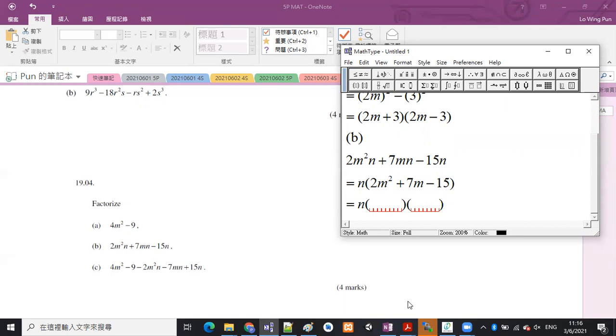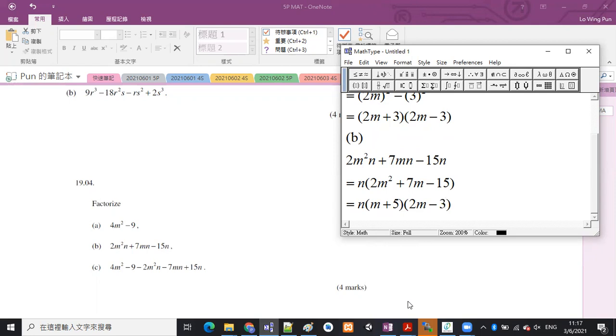Okay, so at this time there is only one letter, m. So it's m equals negative 5 and m equals 3 over 2. So the two brackets will be m plus 5 and 2m minus 3. Can you get this? So we have done part A and part B.